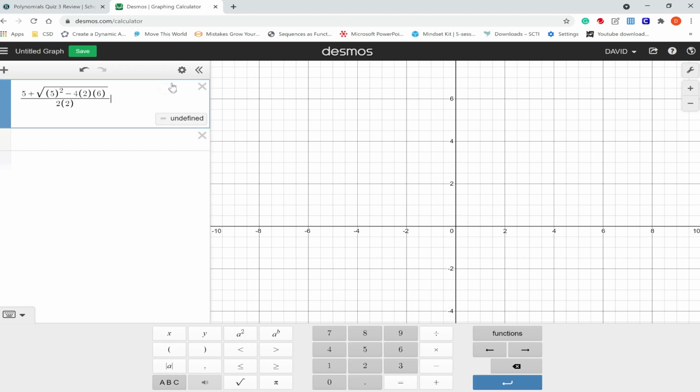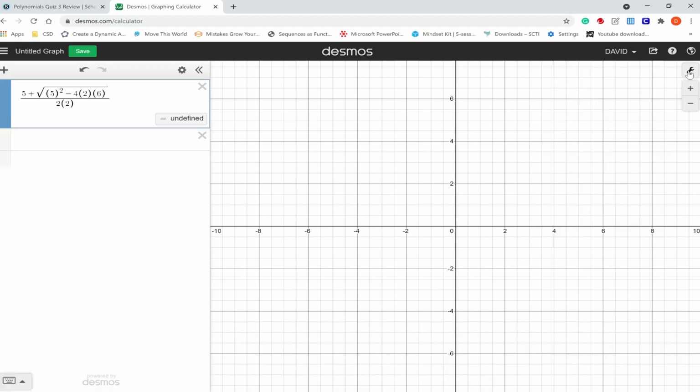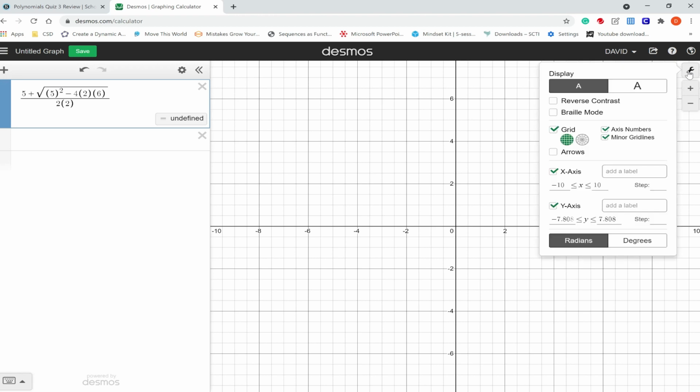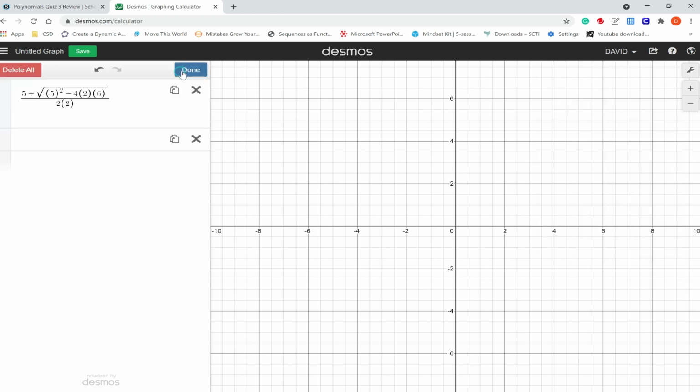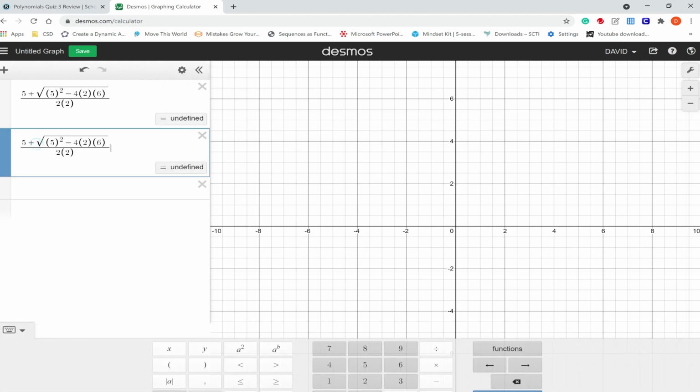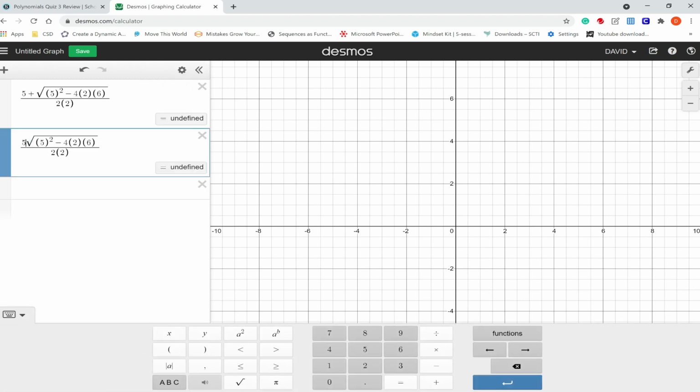And then there isn't a way in Desmos to show imaginaries, I don't think. So just going to copy it and put the negative version in. And then we can just type in fraction bar 5. We're just showing our work.